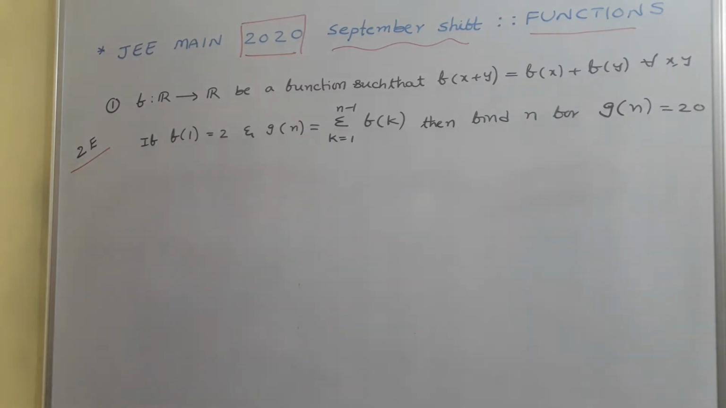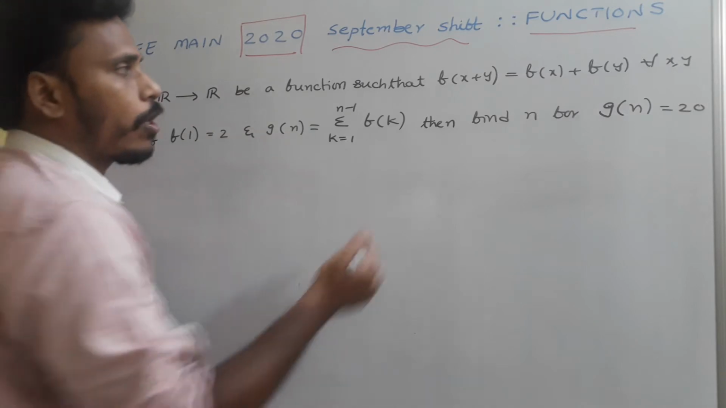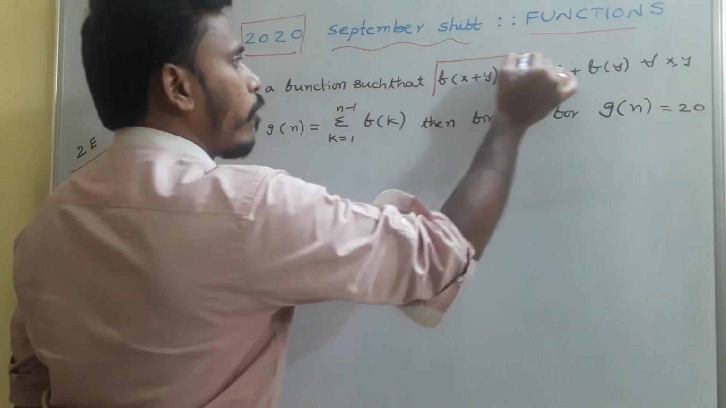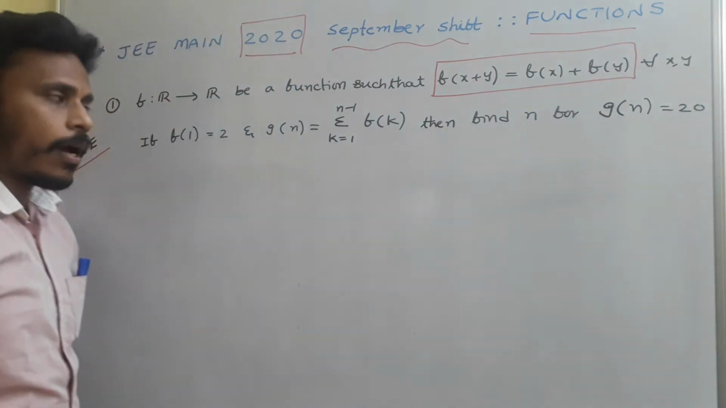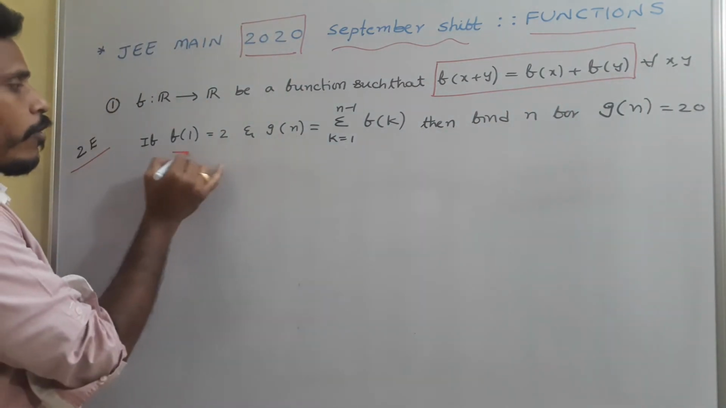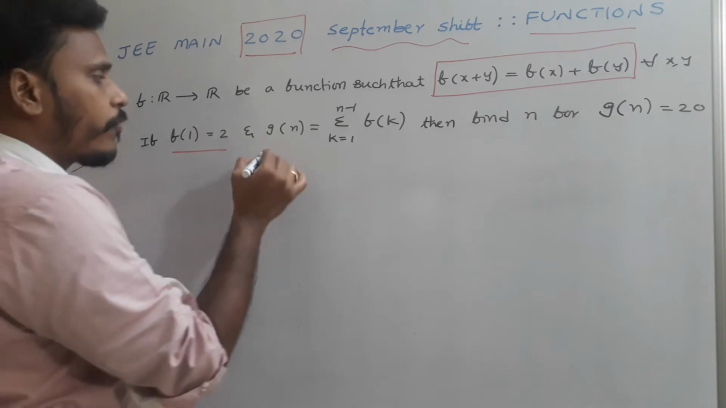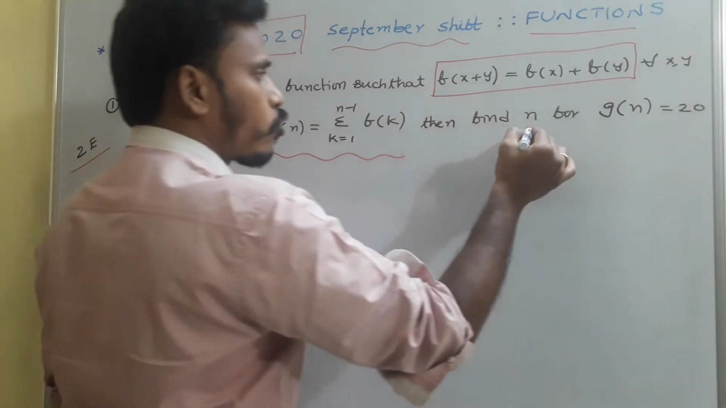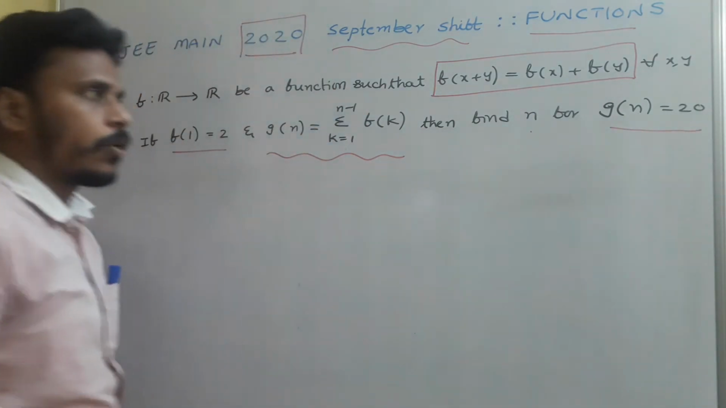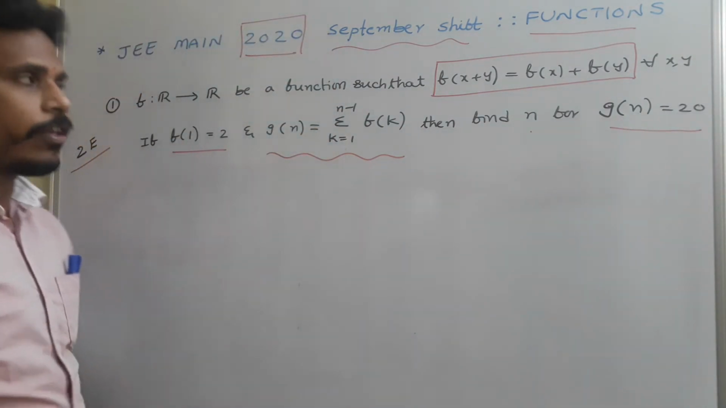Now this question is again based on the functional relation that f(x+y) equals f(x) plus f(y). And one more relation is given, that f(1) is 2. Another function g is defined with a summation. And again they ask us to find n for which g(n) equals 20. Step by step we need to solve.